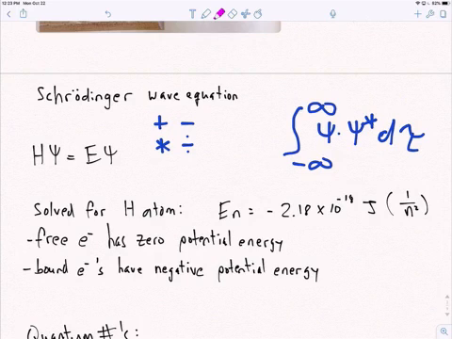A Hamiltonian is known as the operator. In this case, the Hamiltonian is specifically the kinetic and potential energy of the electron. The Hamiltonian operates on the wave function, and then the energy levels are spit back out, and then you get the wave function back. Has anyone here taken linear algebra before? Do you know what an eigenvalue is, an eigenfunction?